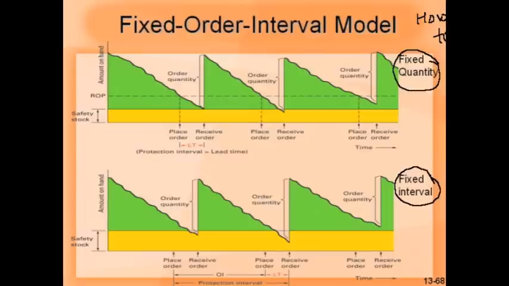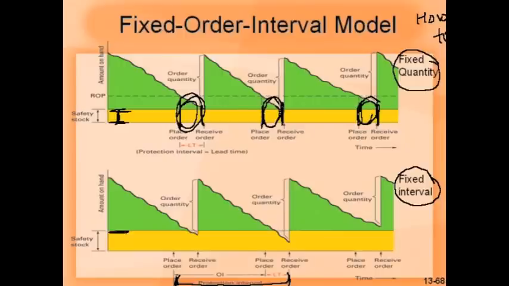As we discussed earlier, when it is fixed quantity, the only protection needed using the safety stock is during the lead time. So the protection is needed basically in this period. But when we talk about time, the protection is needed not only during the lead time, but also for the next order cycle. So you can see the protection interval is much larger here. And that's the reason the safety stock level is needed slightly higher for the second situation.